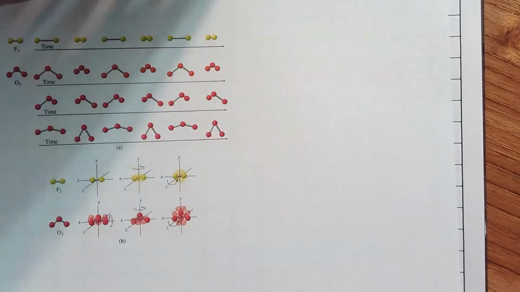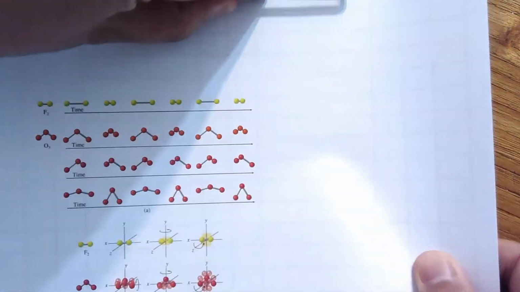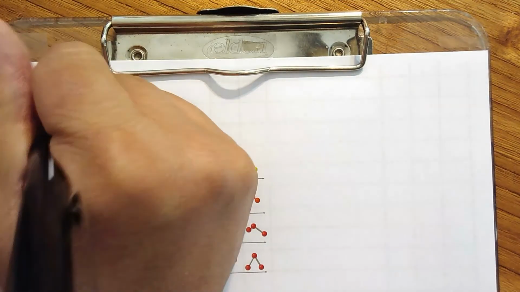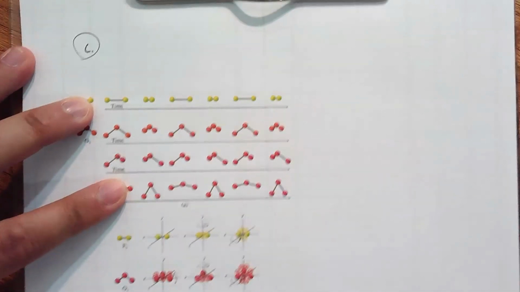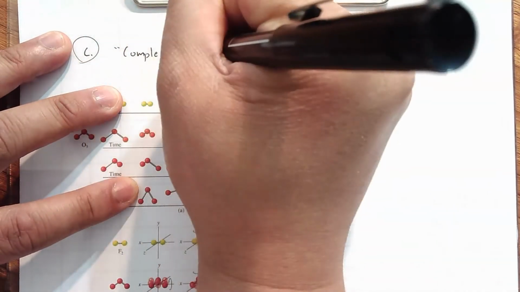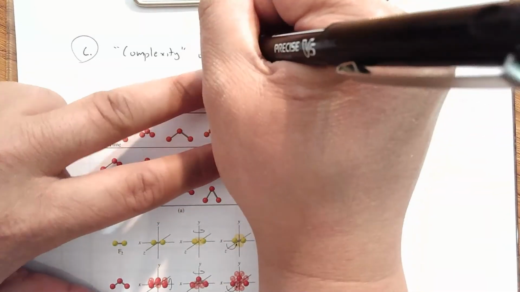So the next page represents topic C for the video. And I have a cartoon here. But how should we call this? We could call this either complexity or maybe molecular motions. Yeah, let's call it molecular motions.